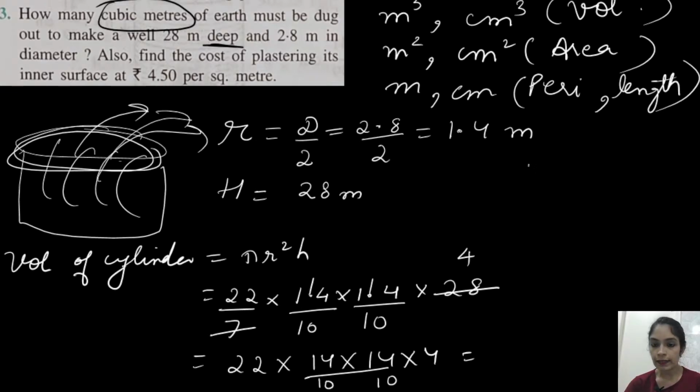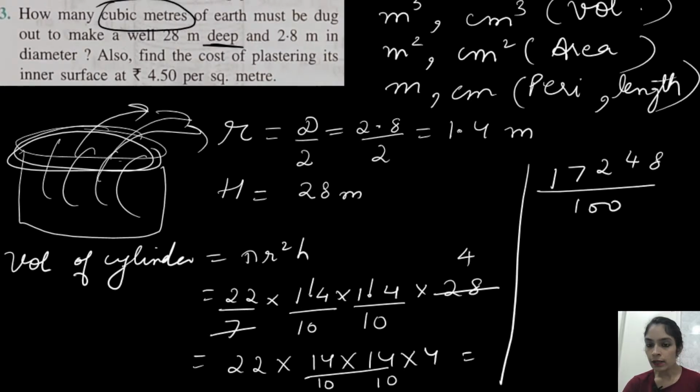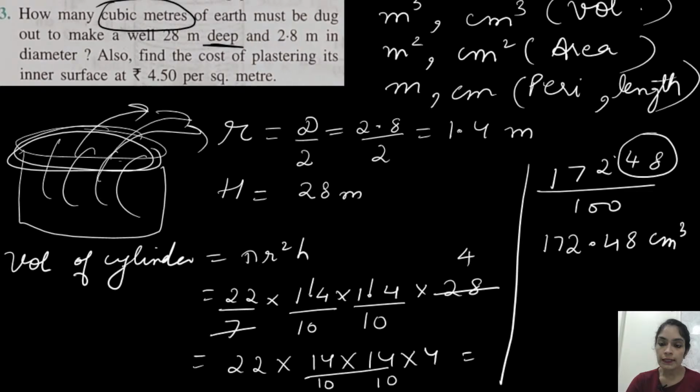So after multiplying, we get 17248 by 100. We can convert this into decimals. When two zeros are there, this will become 172.48. From the right side we count two digits and put the decimal. Because we are finding volume, the unit should be centimeter cube. So the first part of the question is done.